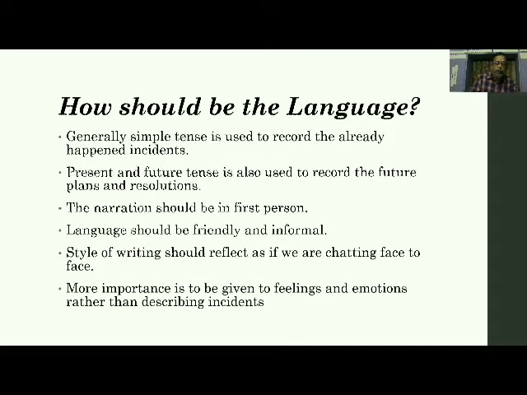So what about the language? How should the language be? What should be our style of writing a diary entry? Let us see. Generally, simple past tense is used to record the already happened incidents. Present and future tense is also used to record the future plans and resolutions.